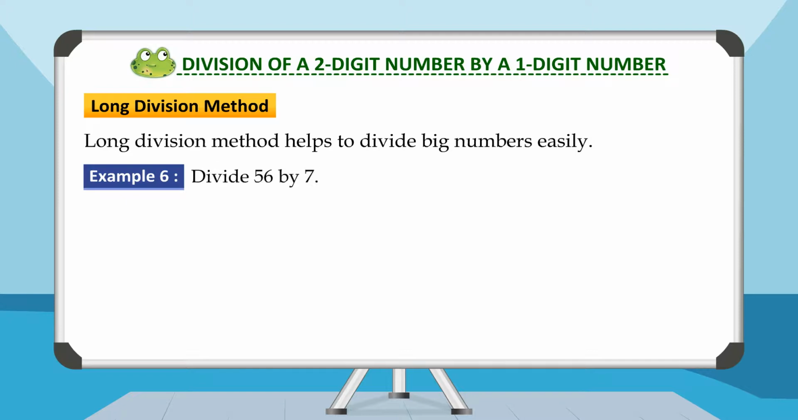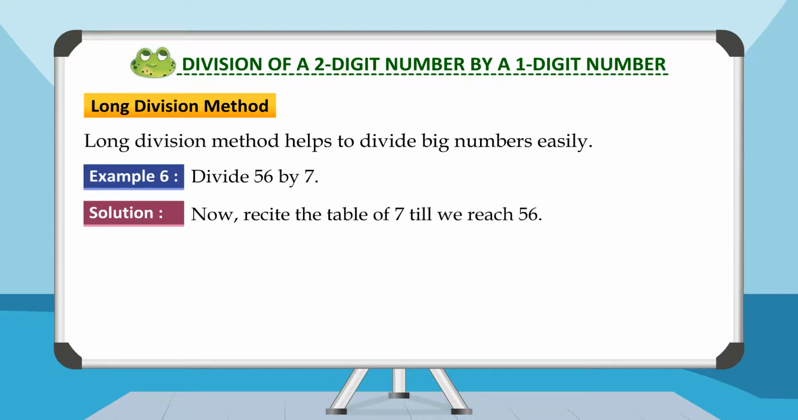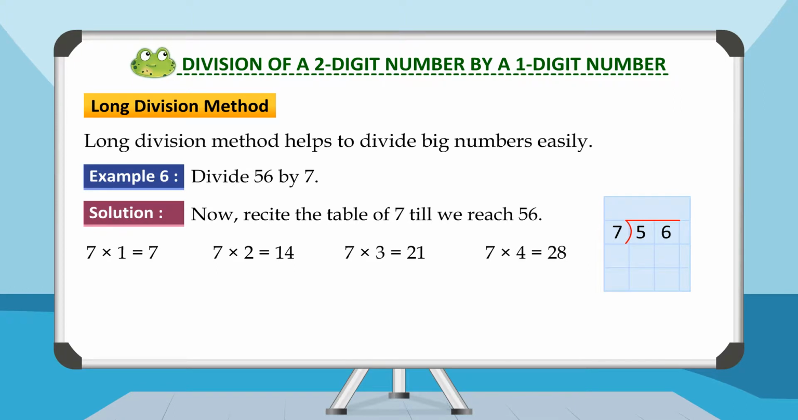Example 6. Divide 56 by 7. Solution. Now, recite the table of 7 till we reach 56. 7 into 1 is equal to 7. 7 into 2 is equal to 14. 7 into 3 is equal to 21. 7 into 4 is equal to 28. 7 into 5 is equal to 35. 7 into 6 is equal to 42. 7 into 7 is equal to 49. 7 into 8 is equal to 56.